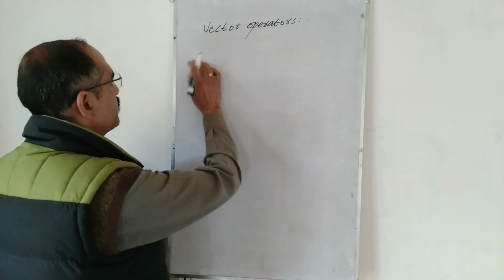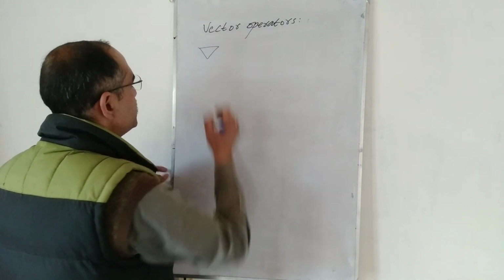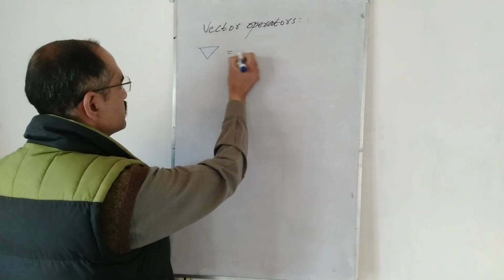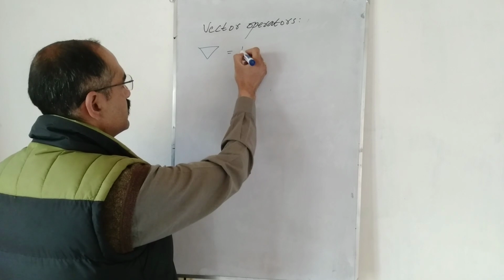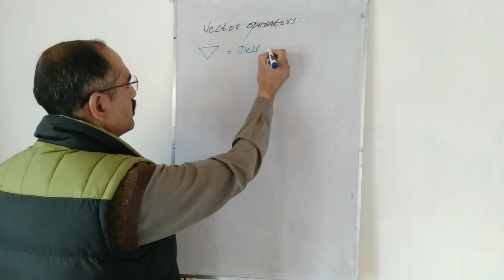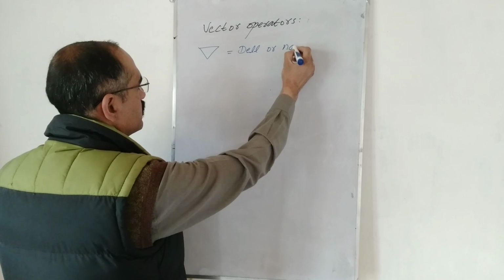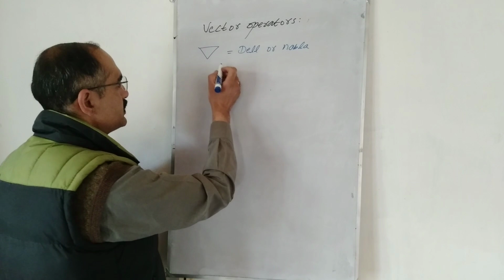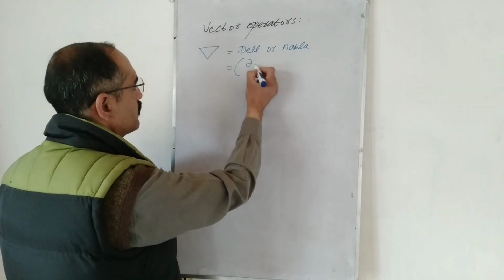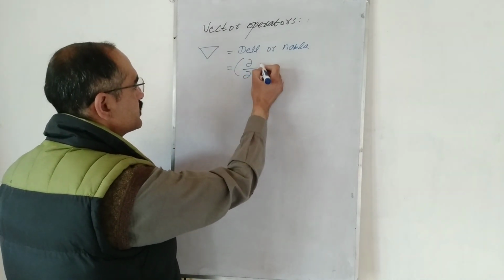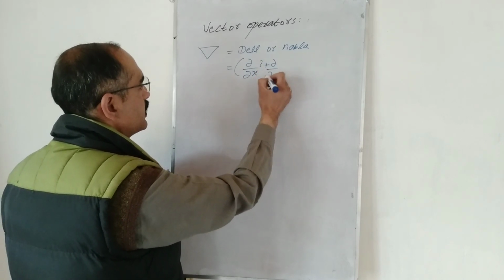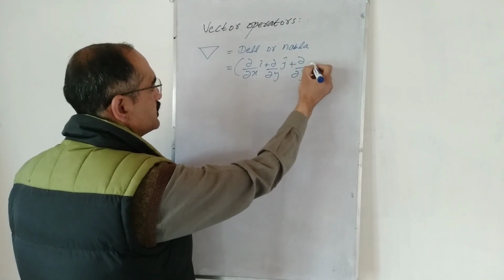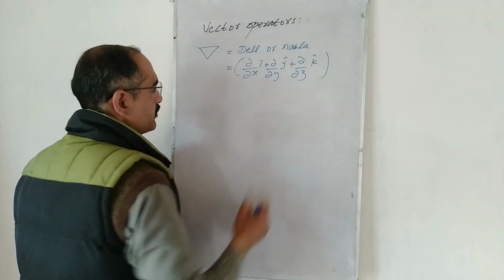Let us consider that we have an operator which is denoted by this sign, and this is known as del or nabla, and this is equal to ∂/∂x i cap plus ∂/∂y j cap plus ∂/∂z k cap.